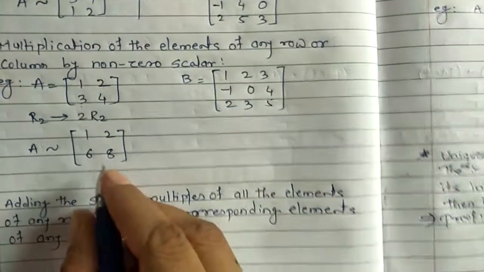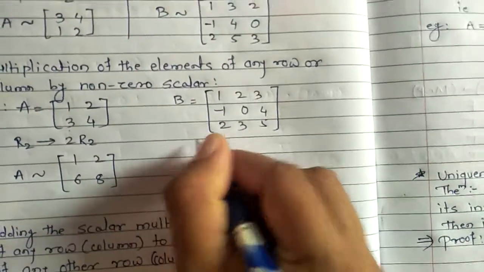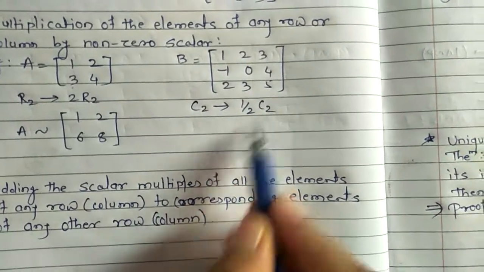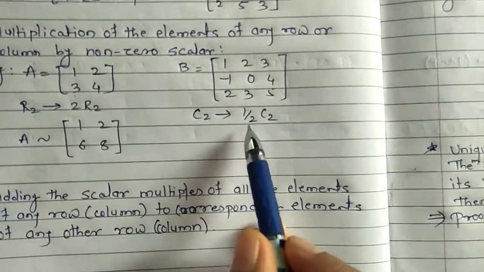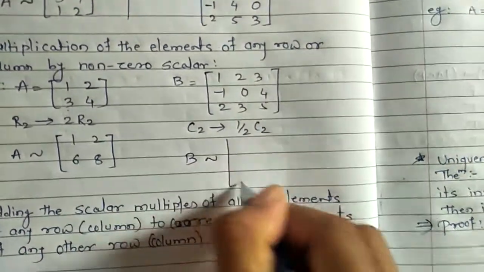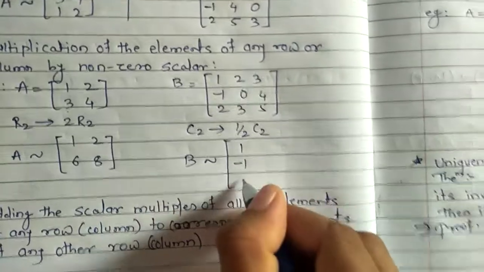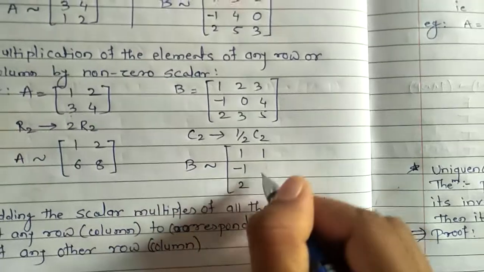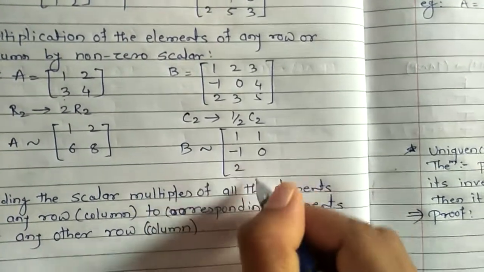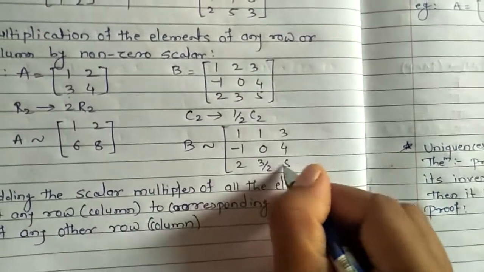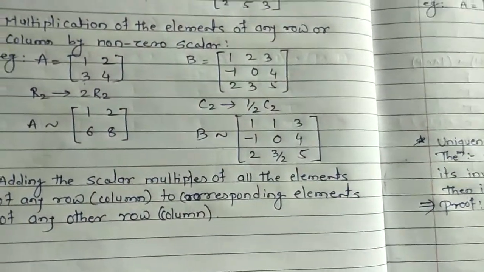So we can apply the operation on the second column. Your second column can be changed to half of the second column. That means we have to multiply the second column by 1 upon 2, that means divide the second column by 2. So your matrix can be written as: first column as it is, then the second column divided by 2. 2 upon 2 is 1, 0 upon 2 is 0, and 3 upon 2 is 3 upon 2. Your third column 3, 4, 5 as it is. It is the second operation.